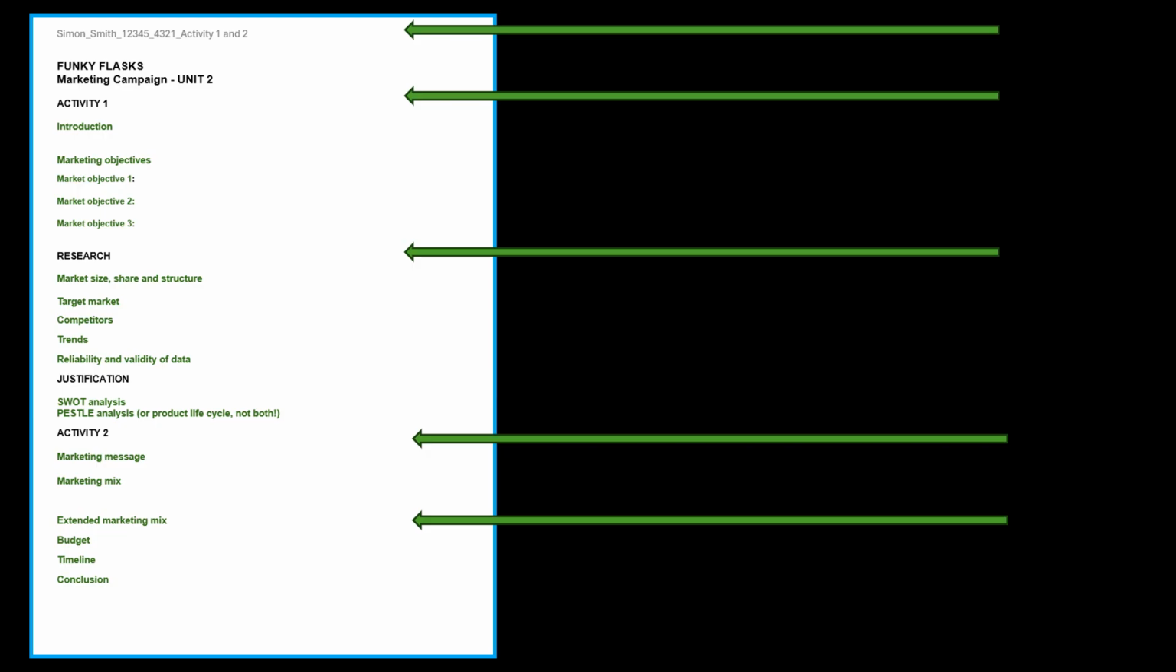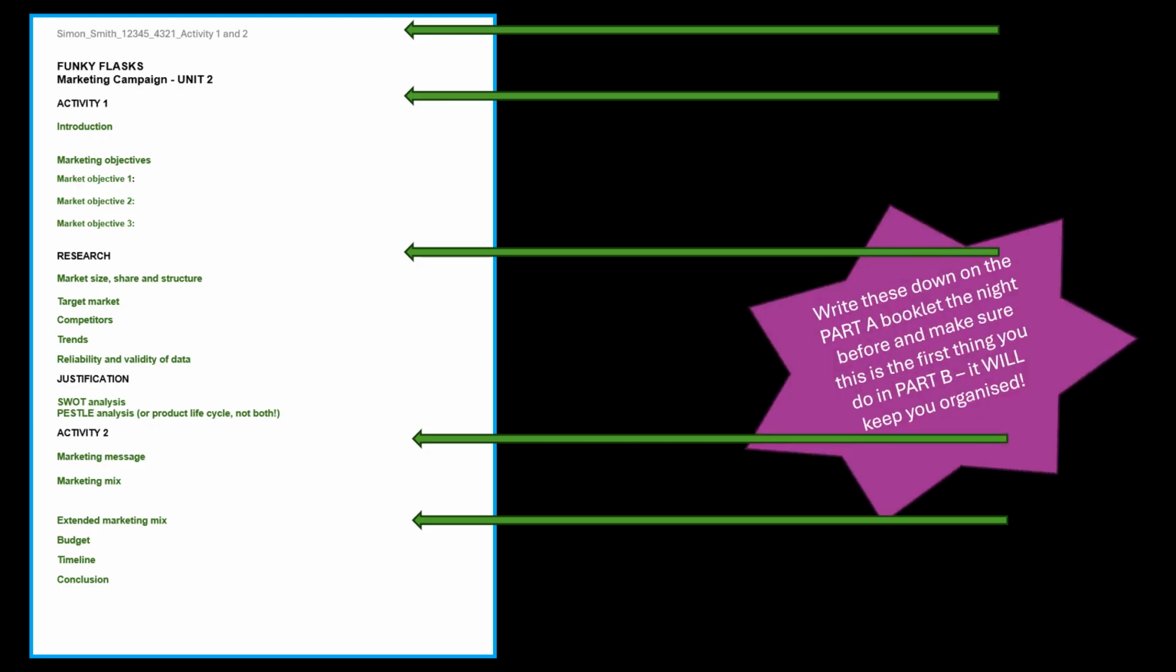Now, the crucial thing that I often hear when students come out of the exam is, I didn't get onto the marketing mix, or I didn't get time to do the timeline or the budget. You've got to watch your timings. Get something down for every single section. And remember, activity 2, marketing mix, that's 20 crucial marks there for you. So get that spot on and you could just pass on that alone. But you need to make sure that you do absolutely everything on there. So do keep an eye on the clock.